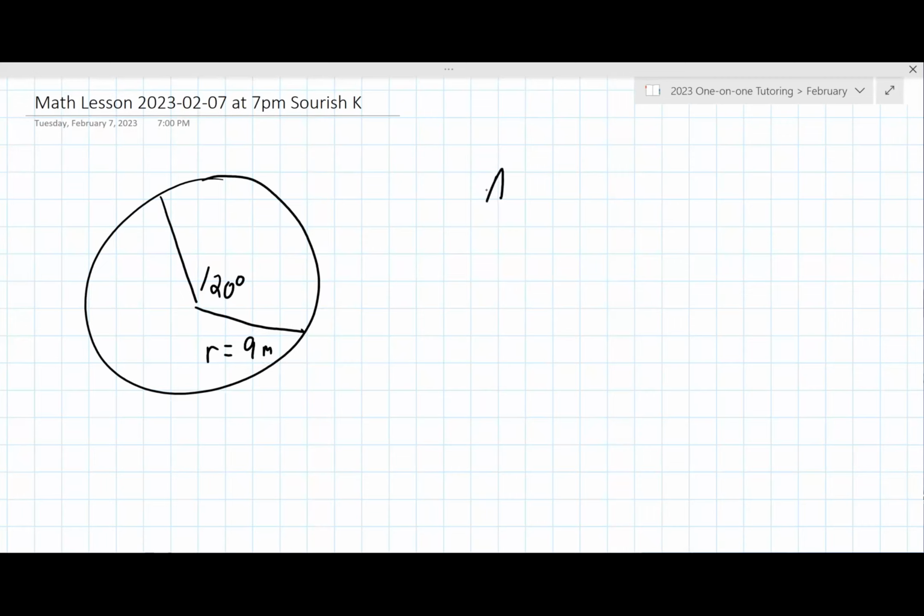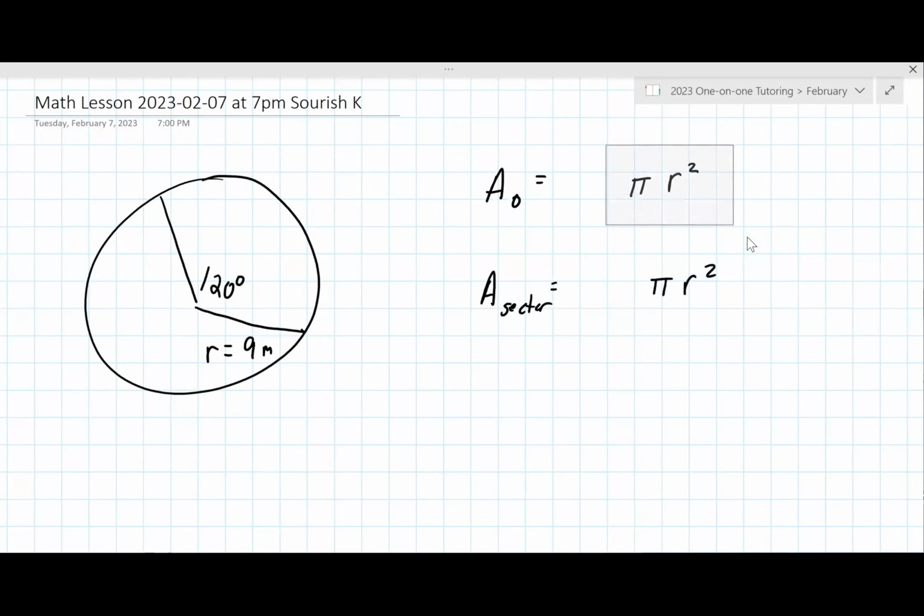Do you remember how to find the area of a circle? What's the formula? Area equals pi divided by 2. Nope, that's for something else. Area of a circle: pi times r squared. Good. Now for a sector, for the pizza slice, it's almost the same formula.